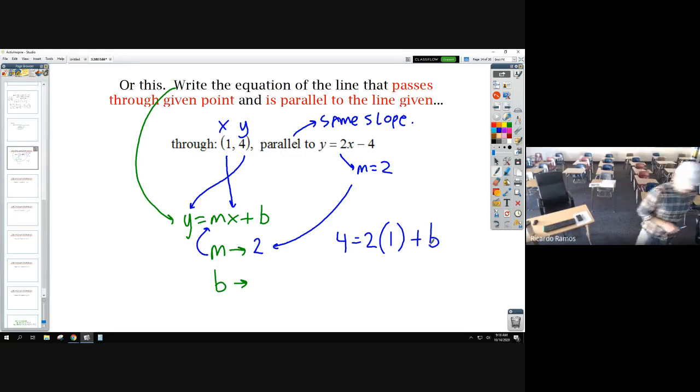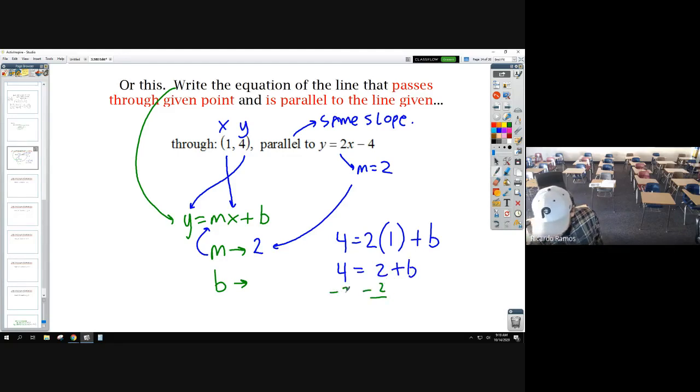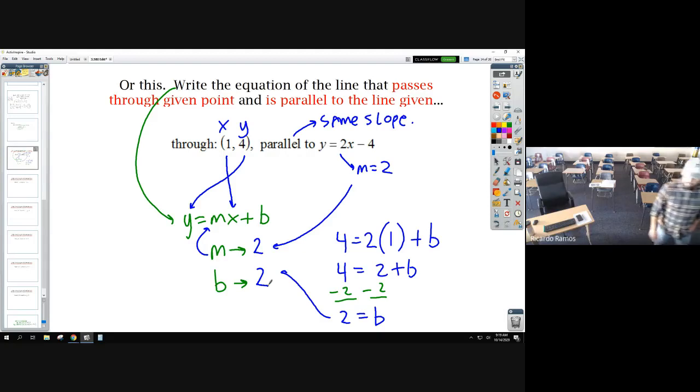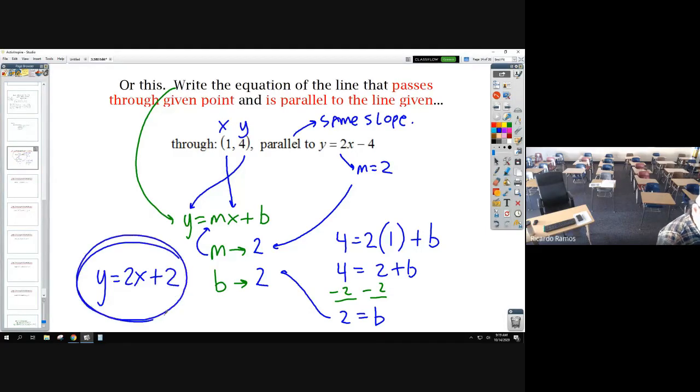Let's look, Lizette. Yeah, I think you're right. Because 2 times 1 is 2. And to solve for b, take away 2 from both sides. Yep. B is 2. There's the 2 pieces we need to write the equation of our line. So write it. Y is equal to 2x plus 2. There you go. This is the equation of a line parallel to that one that passes through 1, 4.